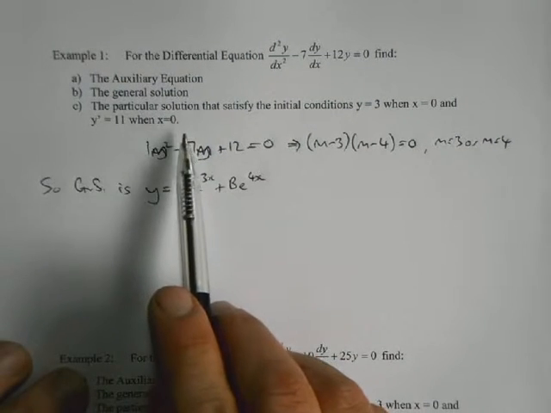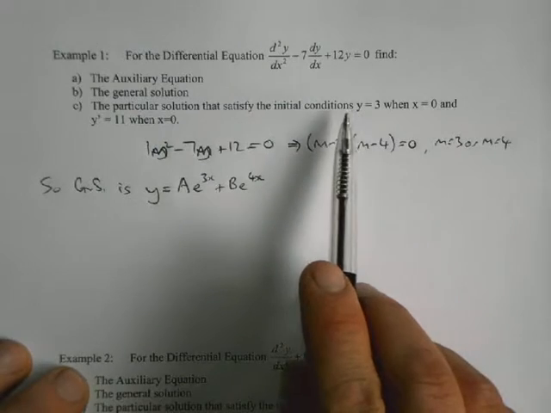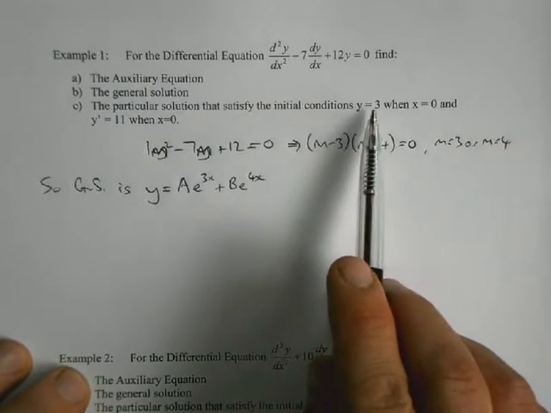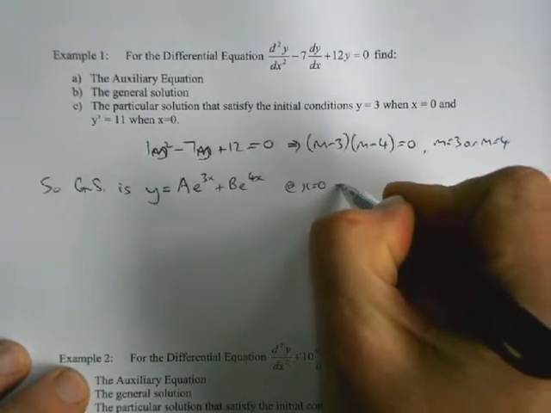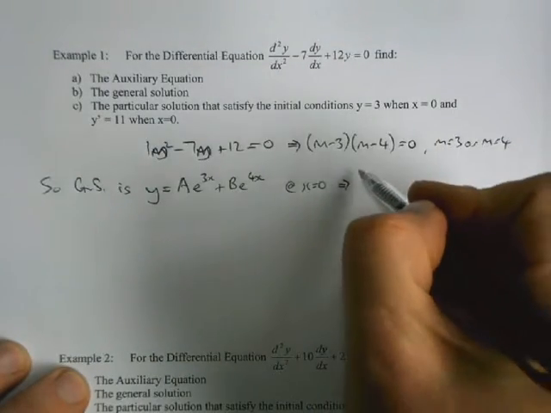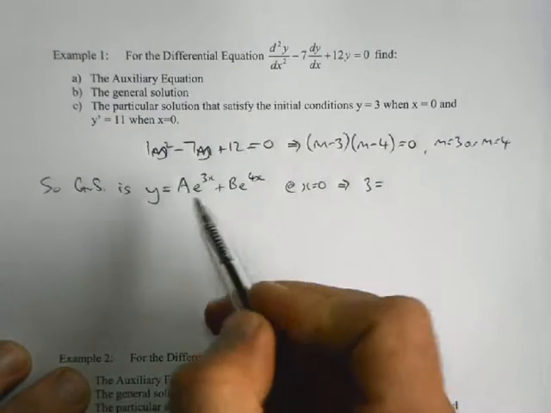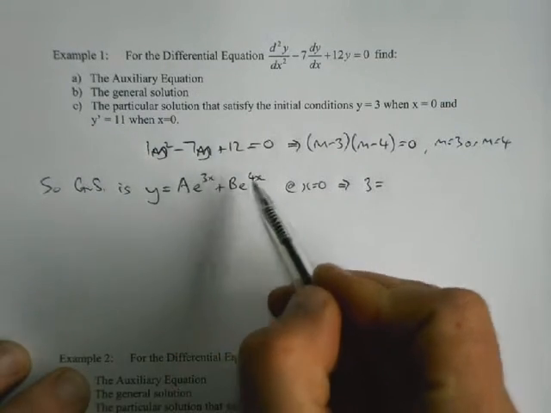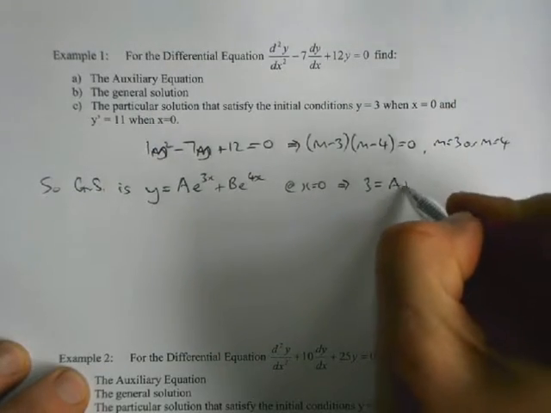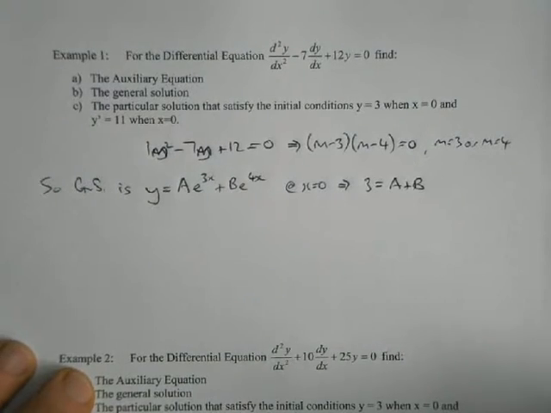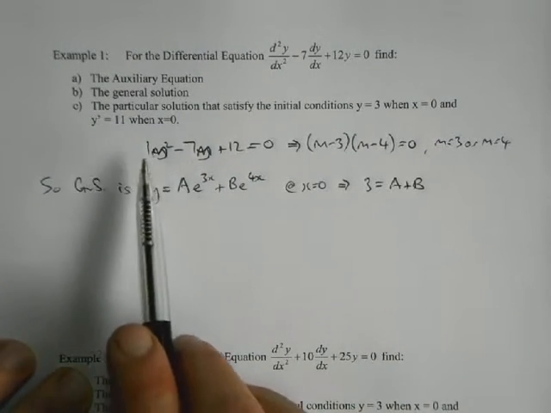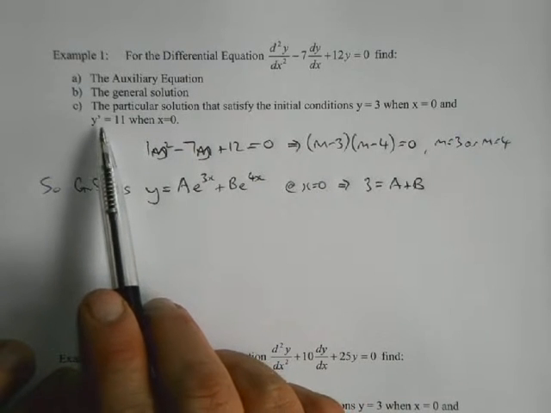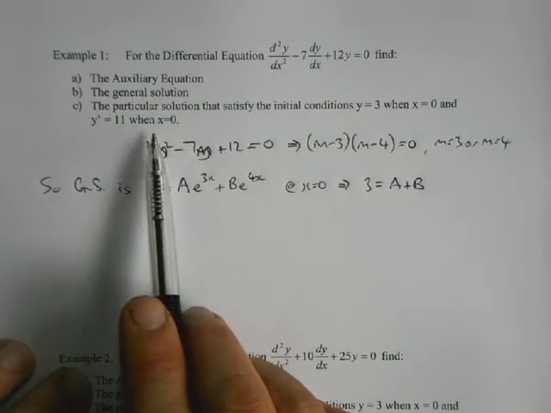That's a general solution, and for the particular solution we're trying to find out, we've got this initial condition: when x equals 0, y equals 3. So at x equals 0, y equals 3. So we have the case that 3 equals, if x is equal to 0, both of these exponentials go to 1, so 3 is A plus B. And the second condition we're given, because we've now got two variables, we need two conditions to work them out. The second condition is that the derivative of y equals 11 when x equals 0.